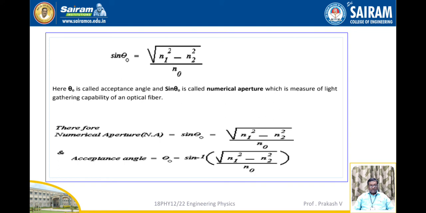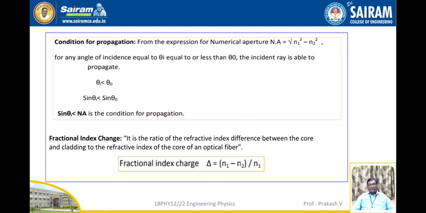Therefore, the numerical aperture NA is equal to sin theta naught, that is equal to square root of n1 square minus n2 square whole divided by n0. And further, the acceptance angle theta naught is equal to sine inverse of square root of n1 square minus n2 square whole divided by n0. If the surrounding media is air, then the value of n0 is equal to 1. So this is what you have to remember.